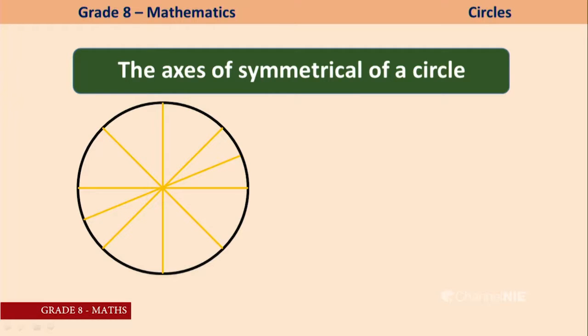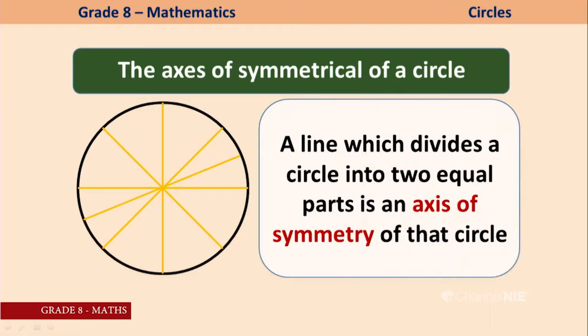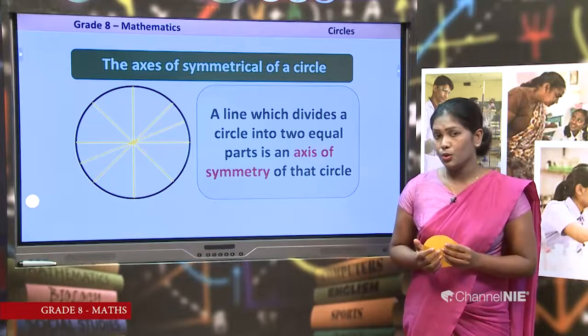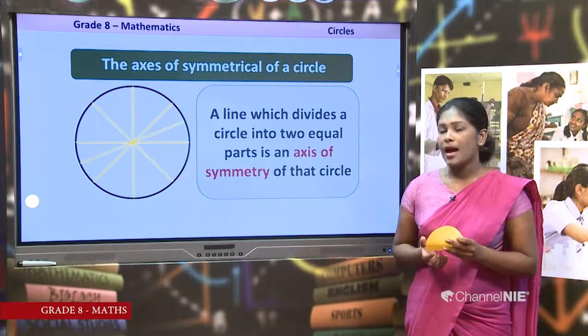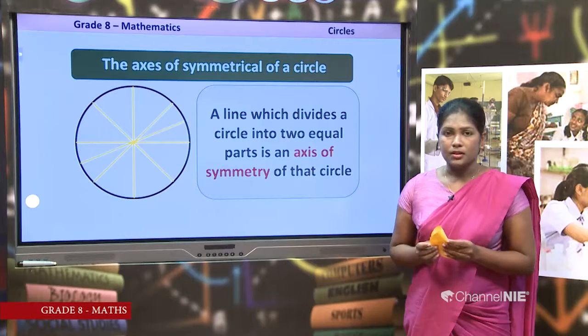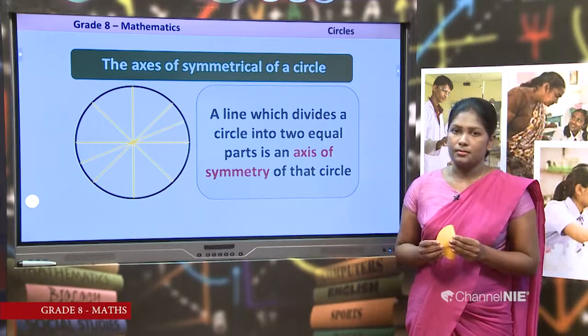So those folding lines we can call axis of symmetry. That means a line which divides a circle into 2 equal parts is an axis of symmetry of that circle. Okay children, now you know what is the axis of symmetry. In grade 6 and 7 you learned about that theory.